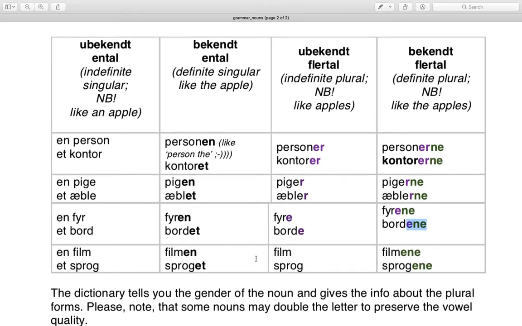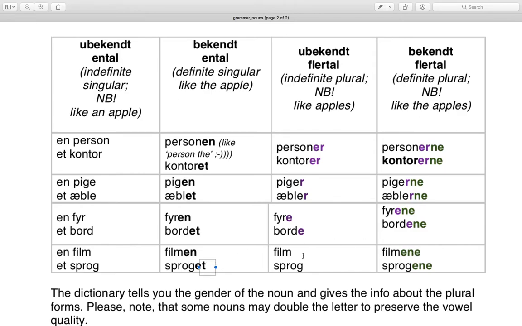Then the last pattern of making the plural, for both genders, is just leaving the noun as it is in the singular. I call this the poor guy group, because they don't have a plural ending. So you would say en film, mange film, 2 film, 3 film. Et sprog, 2 sprog. Jeg taler 5 sprog. Hvor mange sprog kan du tale? If you want to say the movie, the language, you say filmen, sproget.